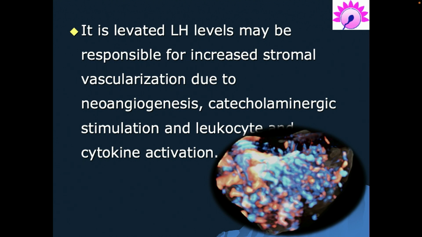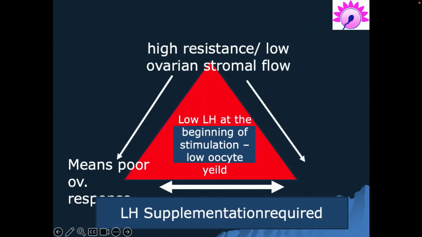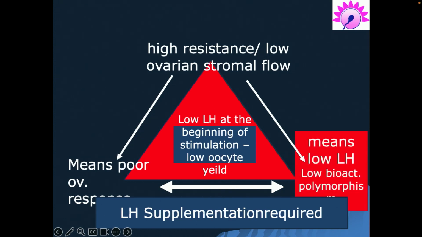So if we just remember that it is LH which is responsible for the stromal flow, if I have a low score, that means the flow is also less, and therefore these patients are going to respond poorly. But not only that, it indirectly indicates that the LH either has a low bioactivity, or it has a receptor polymorphism and it is not perceived, or the LH level is low. So it's only in this group of patients that you need to do an LH supplementation.